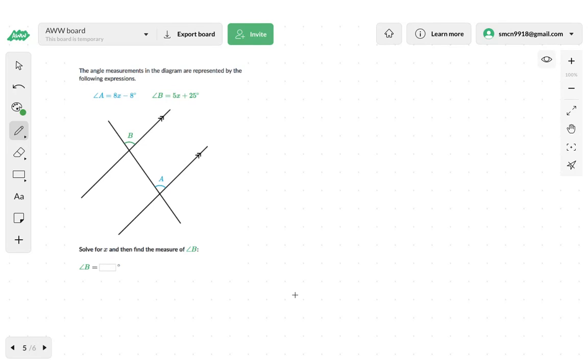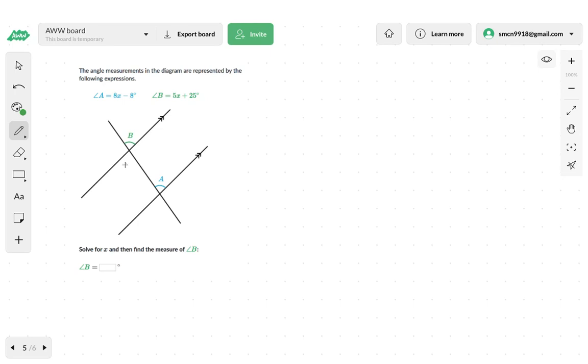So again, take a look at the organizer so you know what type of angles these are, so you're not doing double the work. All right, so they say the angle measures in this diagram are represented by the following expressions, which are these guys here. We have A and we have B. So they're saying that B is 5x plus 25, and this guy down here is 8x minus 8. So we really need to determine if they're the same angle, so we should equal them to each other, or if they equal 180.